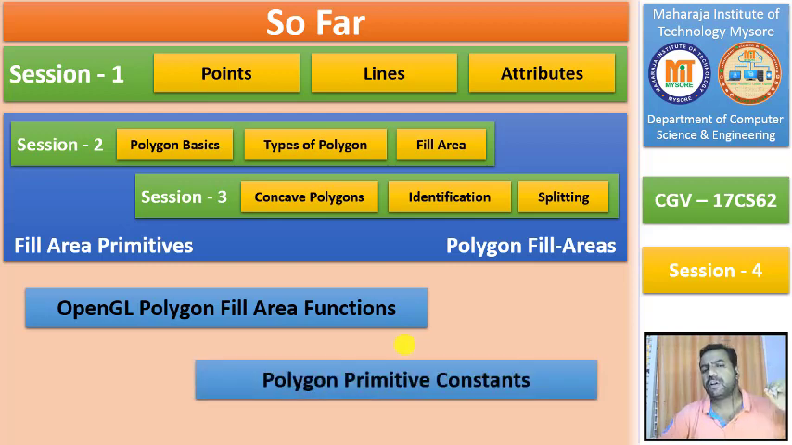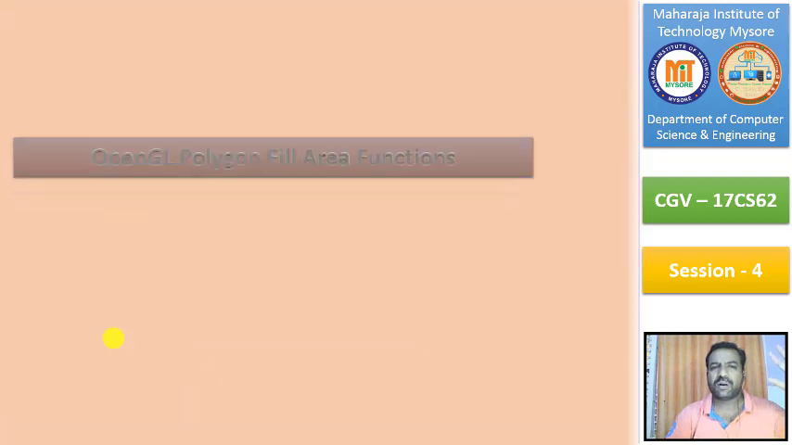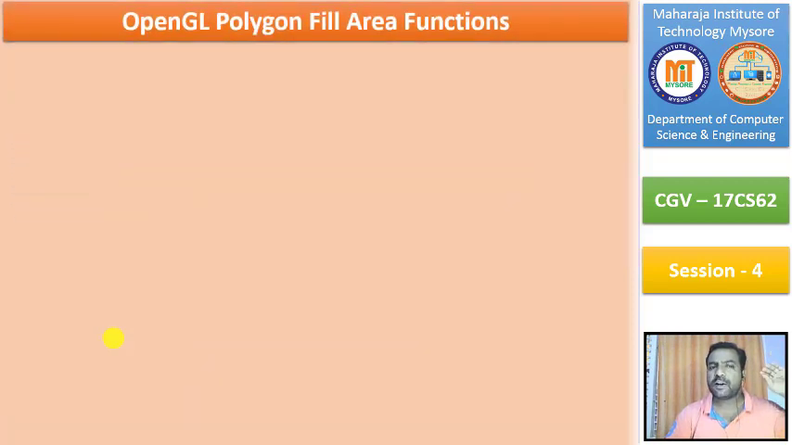With respect to that, there are polygon primitive constants. Instead of saying a few, there are exactly 6 polygon primitive constants, which you can make use of whenever you want to handle, draw, or display a polygon on a display window. We will see exactly what all this is. Hence, the OpenGL polygon fill area function.